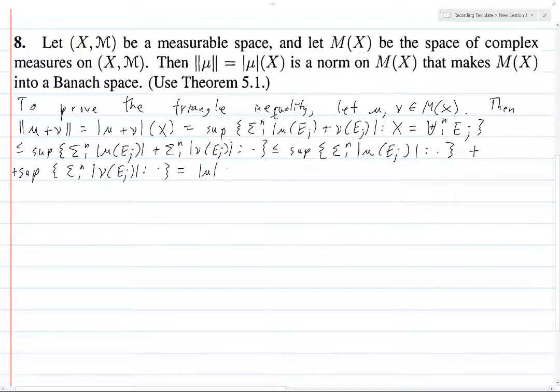But anyways, what is this? This is just by definition mu of X plus nu of X. And that by definition is just the norm of mu plus the norm of nu. And so the triangle inequality holds.